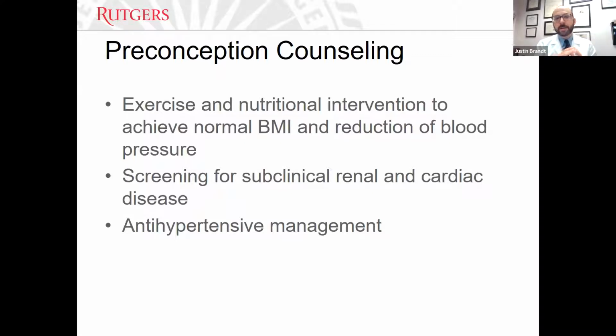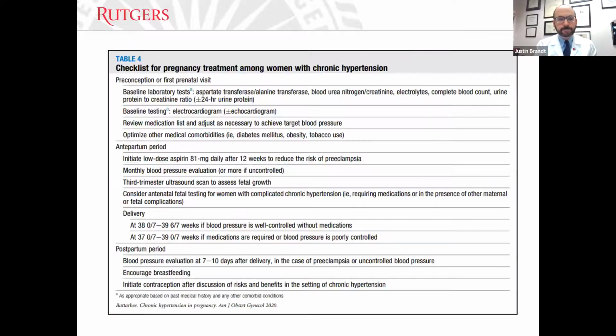So current care in chronic hypertension is focused on the management of the disease during pregnancy, which I'll talk about next. But what we need is more people coming in for preconception visits so that we can optimize their care before they get pregnant. This is a checklist I pulled from a nice review on chronic hypertension that outlines what we do in pregnancy for our patients with chronic hypertension.